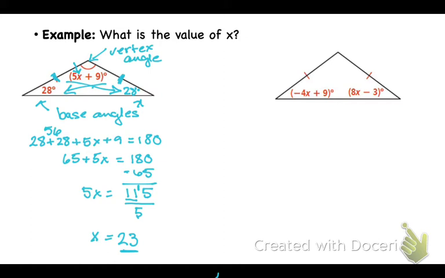Okay, so I have negative 4x plus 9 and 8x minus 3. What do I know about those two angles? They're congruent. They're the same. So if the angles are congruent, those expressions are what? Equal. Good job. So we set them what? Equal. If I know those two angles are equal, I just set them equal. Solve it.